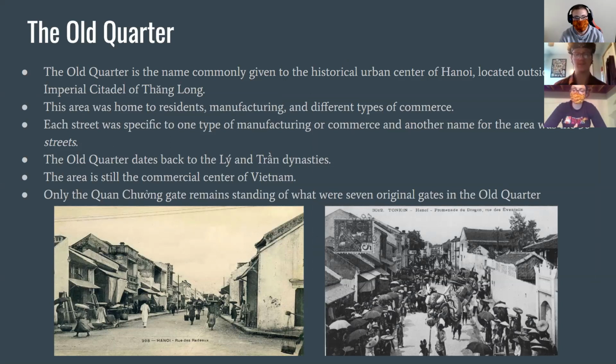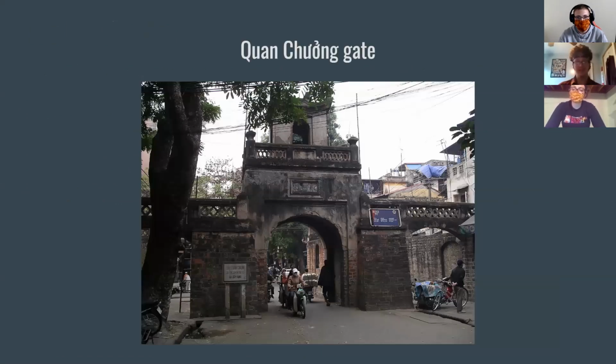The area is still the commercial center of Vietnam. Only the Quan Truong Gate remains standing of what were 7 original gates in the Old Quarter. This is the Quang Trung Gate, and as I said just a moment ago, it's the only surviving, still standing gate of what was once the Old Quarter.